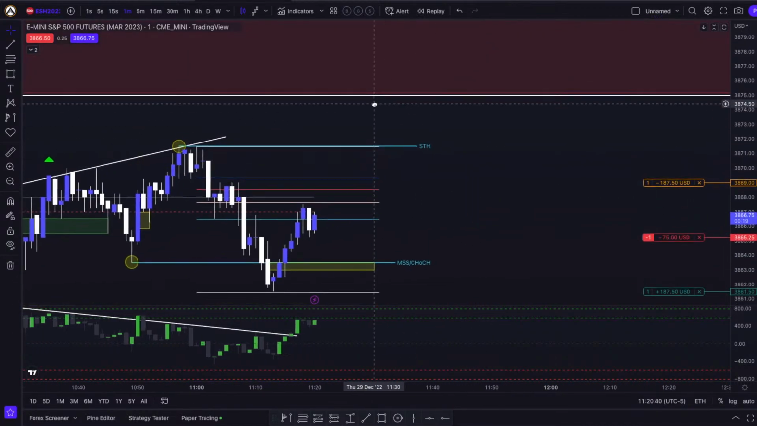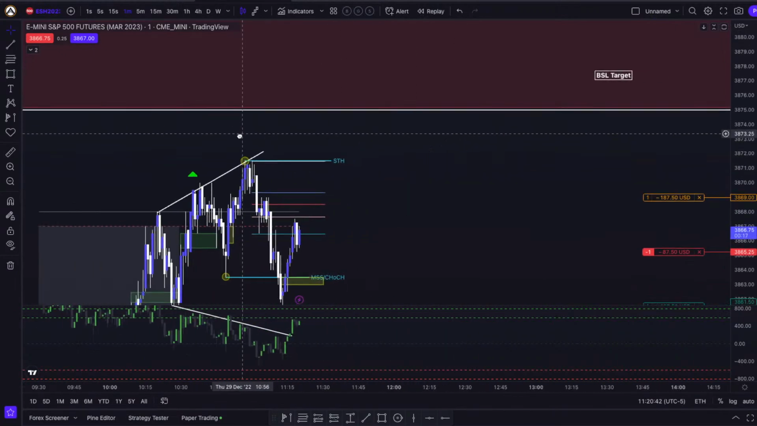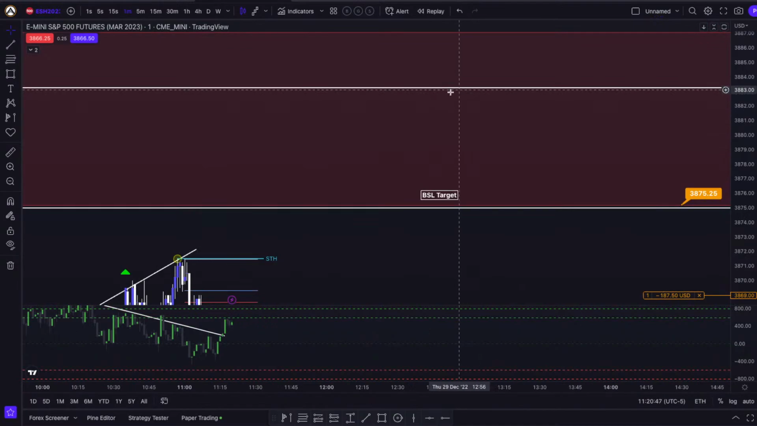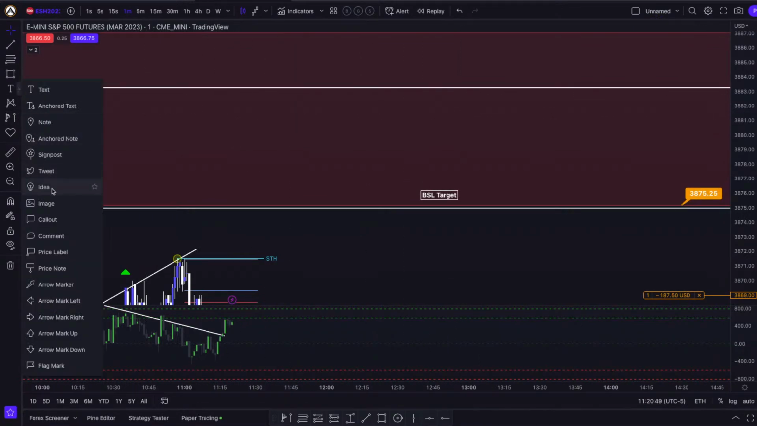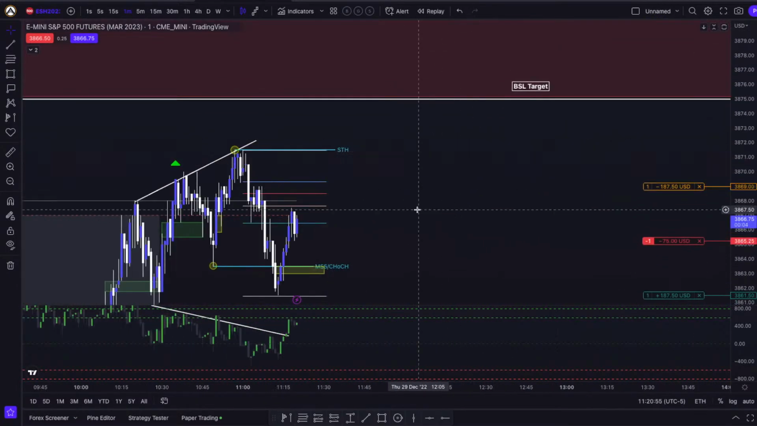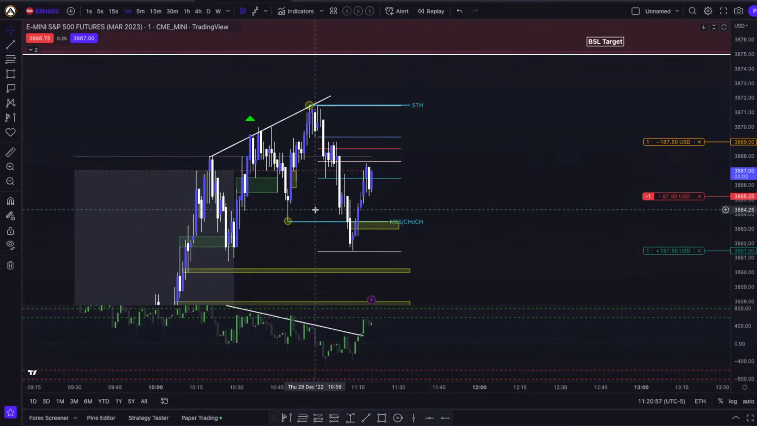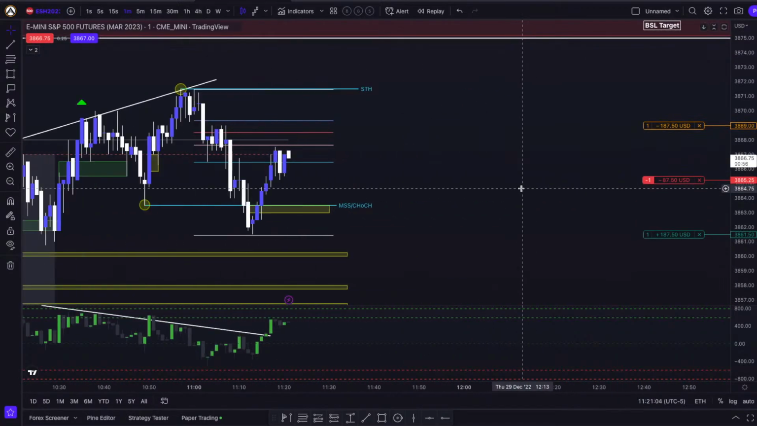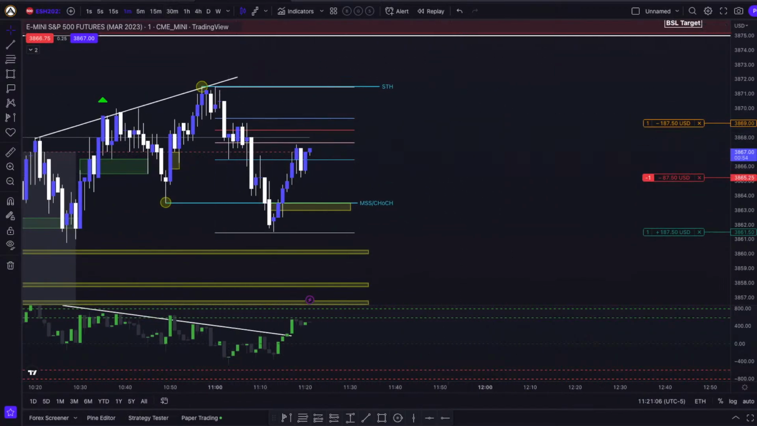But of course, we still have our buy side liquidity target right up here and our 0.5 standard deviation up here. Let me actually grab a little price note at 3883.25, which could be taken out first, making this just a fake out for all the smart money concept traders or a quick stop hunt. We will see, but the opportunity is there.